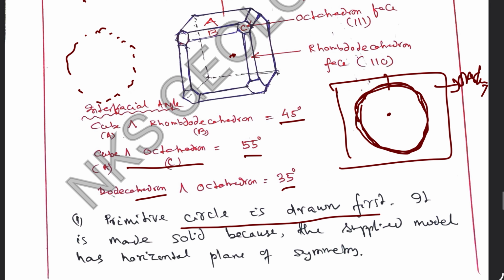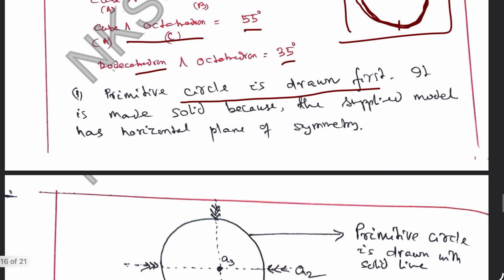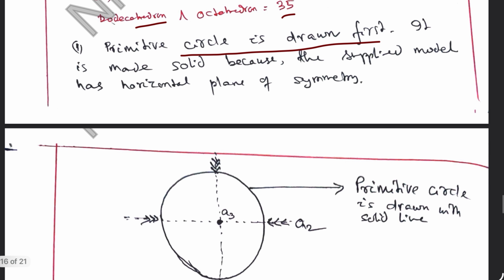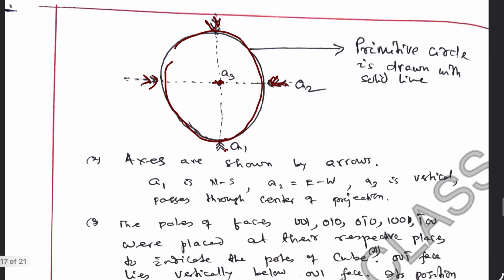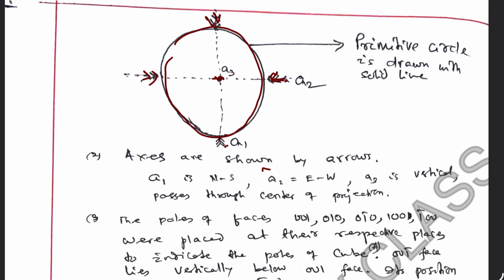Then its north, south, east, west points are being marked over it to indicate the axis. This is the axis for A2, this is the axis for A1, and this is for vertical axis A3. So A3 passes through the center. So this is the equatorial plane. This is A3, which is vertical. This A1 is horizontal from front to back. A2 is sideways from one side to the other. A1, A2, they are horizontal, so they are shown by arrows.